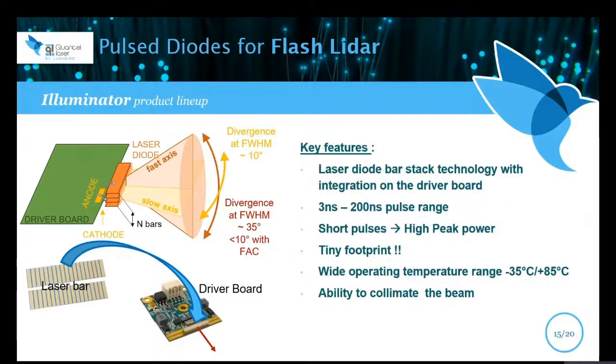The shorter the pulse, the higher the peak power. And we can draw benefits from a tiny footprint also. And the operating temperature range can go from -35 Celsius degrees up to 85 Celsius degrees. We can also provide the possibility to collimate the beam, which makes possible some engineering of the beam shape for specific applications.